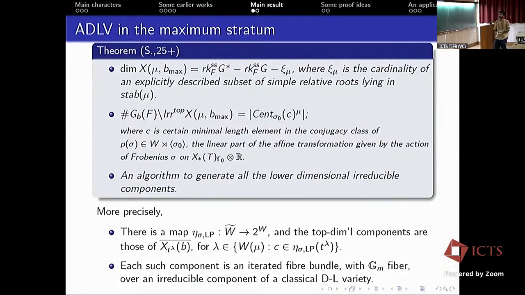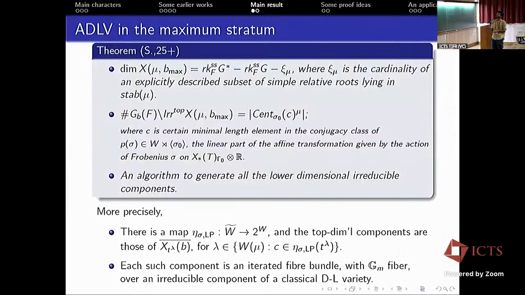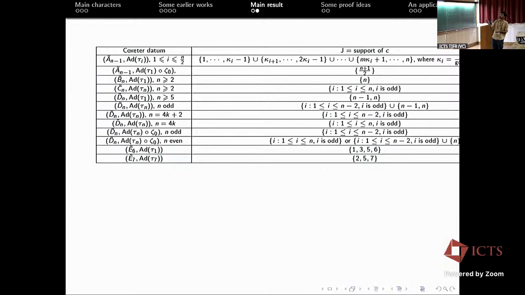Okay. So here is some more precise version, but I'm running out of time, so let me skip over. This is supposed to somehow correspond to this over here, but it's okay. So this epsilon mu, so to speak, here, is the cardinality of some explicitly described subset of simple relative roots. So what is that? Well, it's just the intersection of the stabilizer of mu with whatever we are seeing here. For the non-split, non-quasi-split groups, that's somehow the table that captures this information.